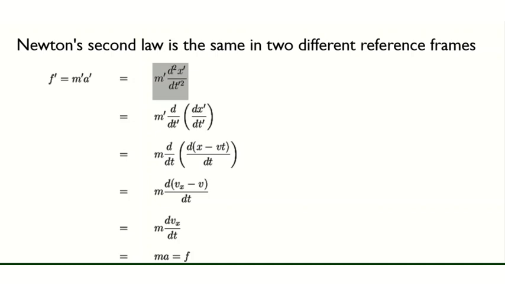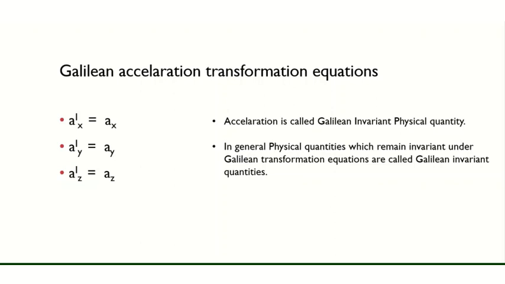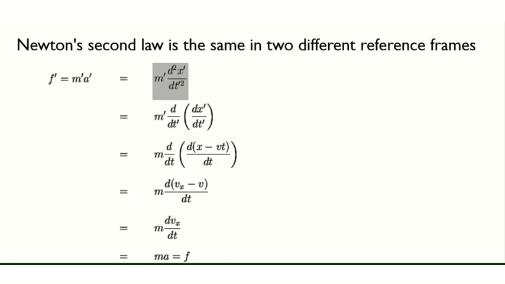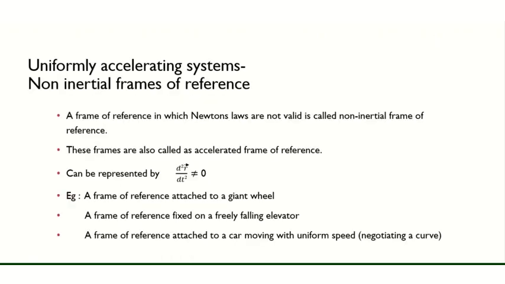So Newton's second law, or force, is also a Galilean invariant physical quantity, like acceleration. We can check whether a physical quantity is invariant; in general, physical quantities which remain invariant under Galilean transformation equations are called Galilean invariant quantities. So Newton's second law we have checked.